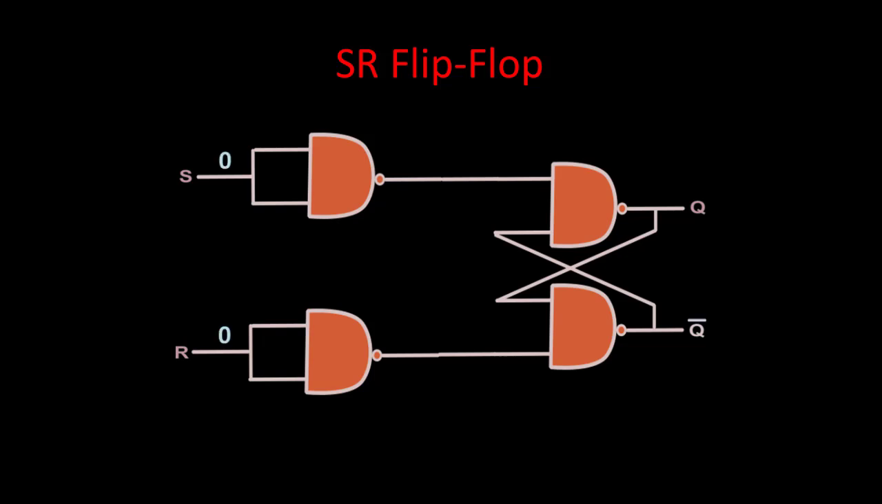With 2 inputs S and R, we can make 4 combinations. Let us start with the first combination, 0 0. To begin with, we may have some output. Let us assume that before applying input 0 0, we already had the output 0 1. In a flip-flop, we must note that the outputs are complements of each other. So Q is 0 and Q bar is 1. With this output, let us see what happens.